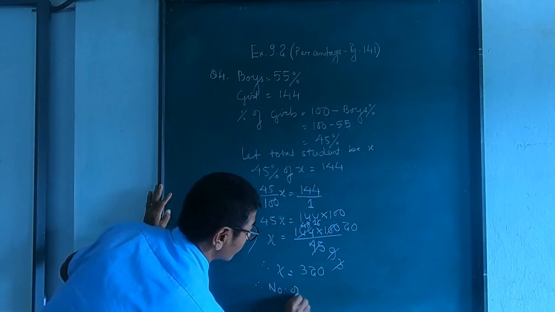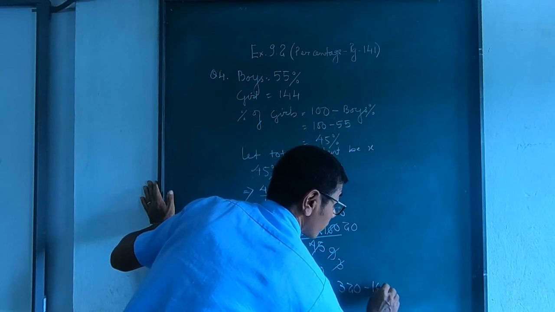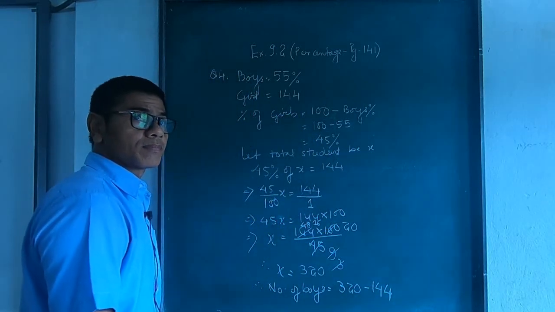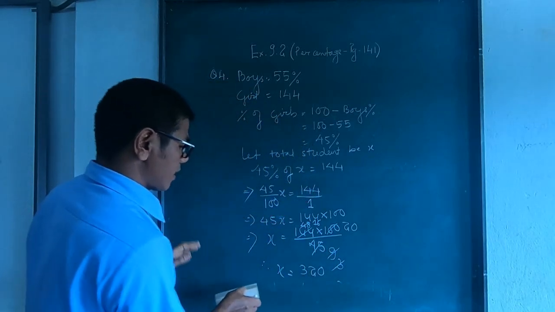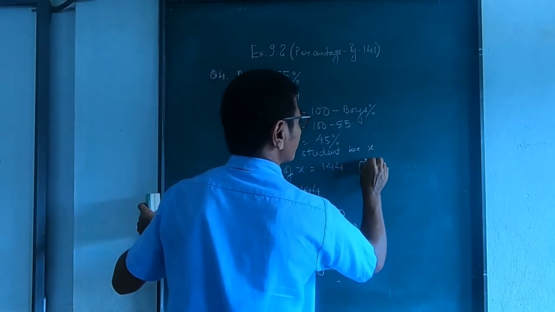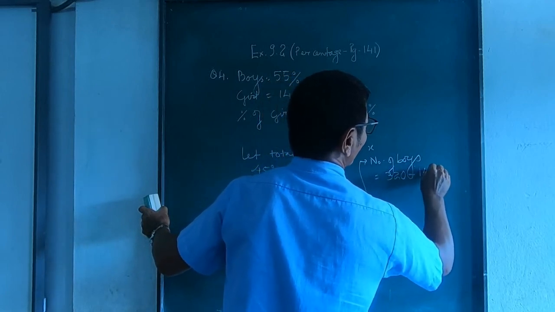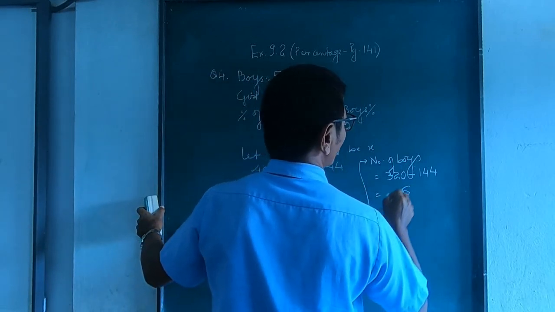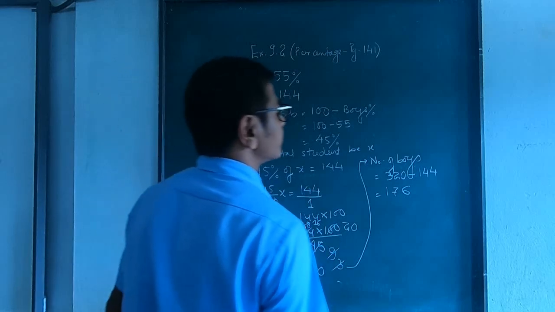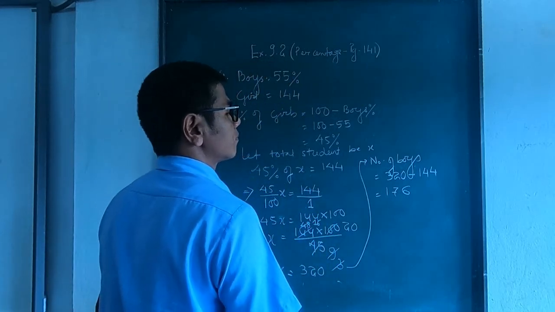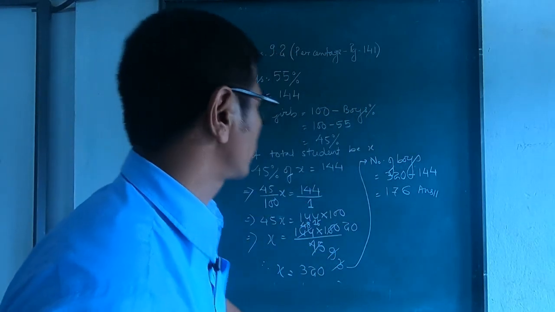So now we find the number of boys. Number of boys equals 320, the total, minus the number of girls, 144. We get 6, then 7. This is the number of boys: 176 boys. This is question number 4.